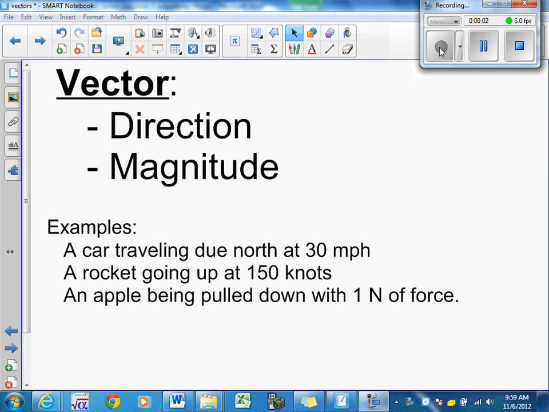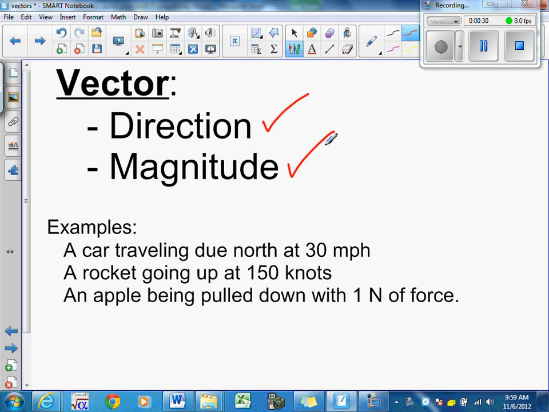We want to look at another application with our triangles. We've looked at navigation, and what we now want to look at are vectors. Now, a vector needs two things. To have a vector, you need direction, which way something is headed. It's due north, due south, to the left, to the right, up, down. And the second thing you need is magnitude.